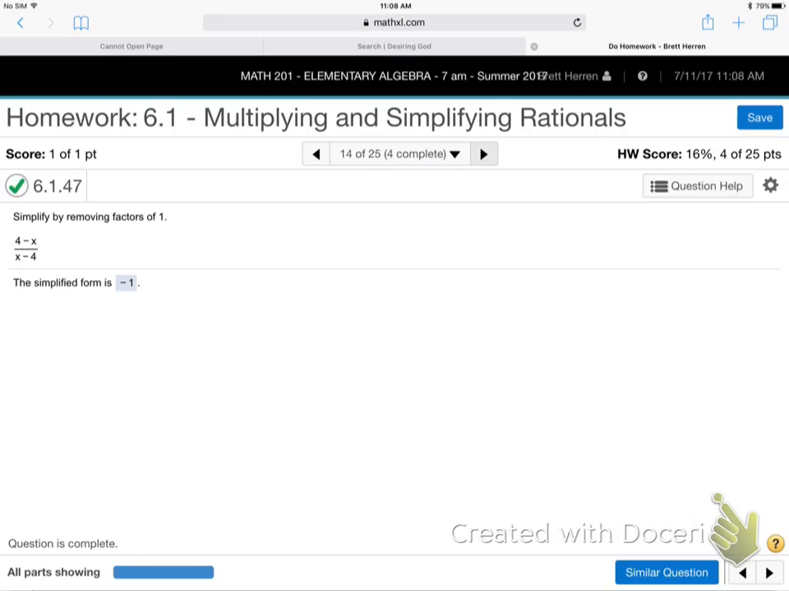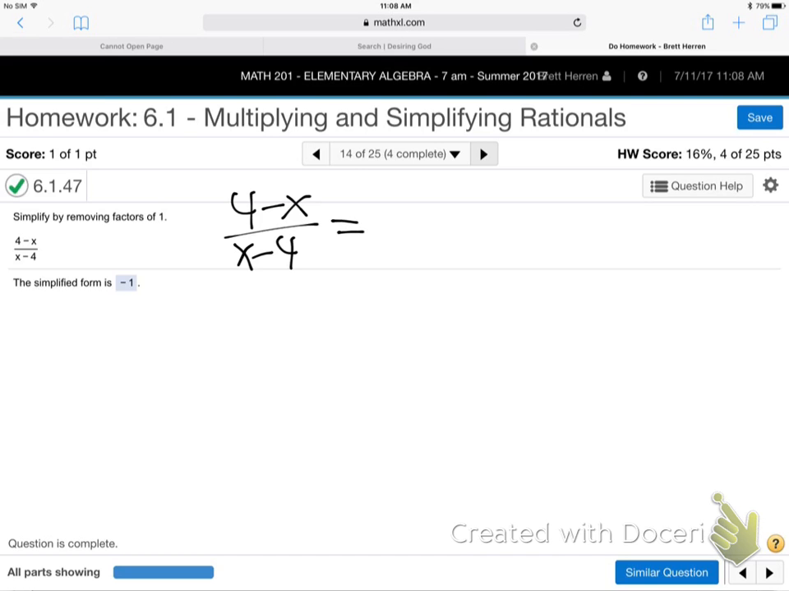Okay, so this problem is 4 minus x over x minus 4. It's the same thing, just reverse ordered. So how should we do it? Well, basically, I'm going to give you a special rule to make it easy. Should we do it that way? Yeah. Let me just write it that way.